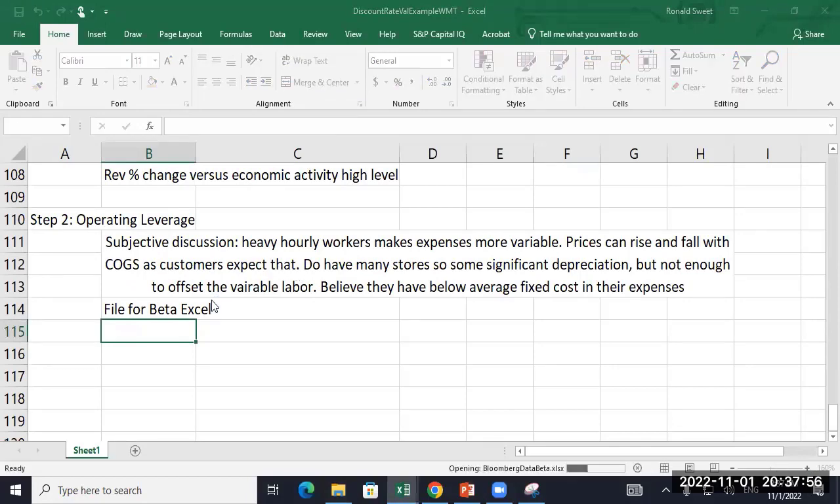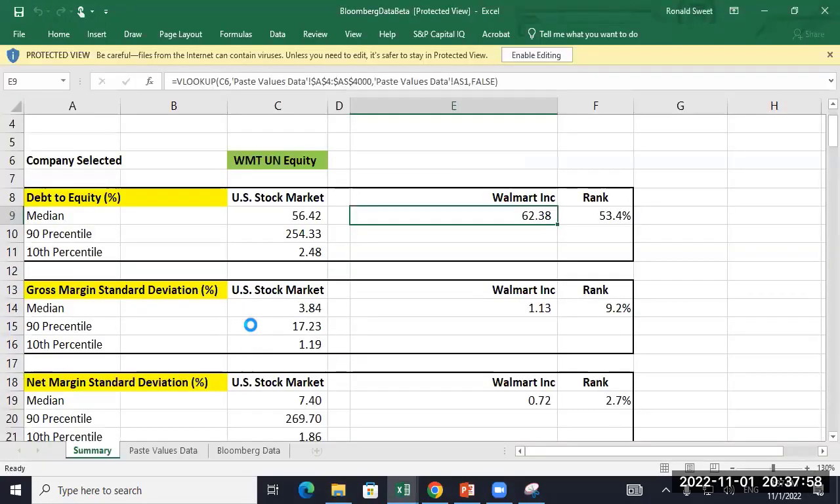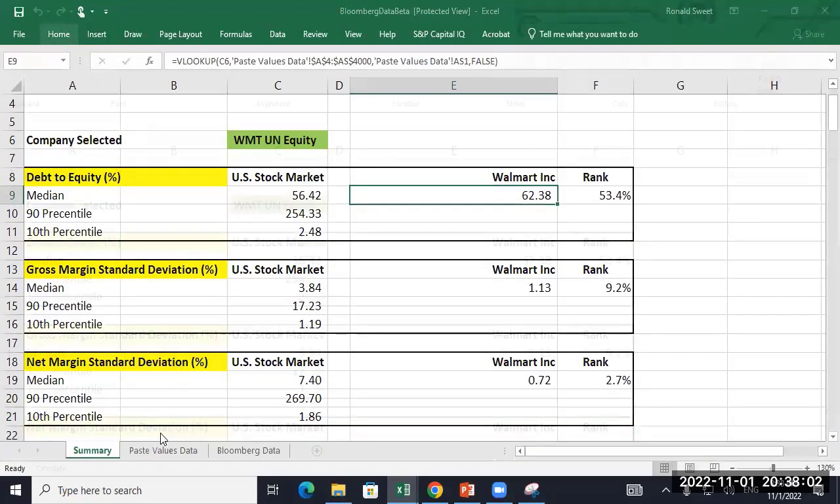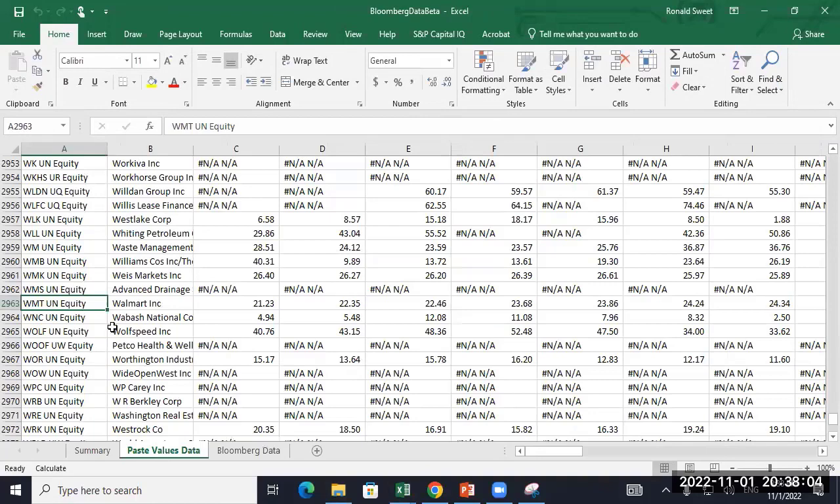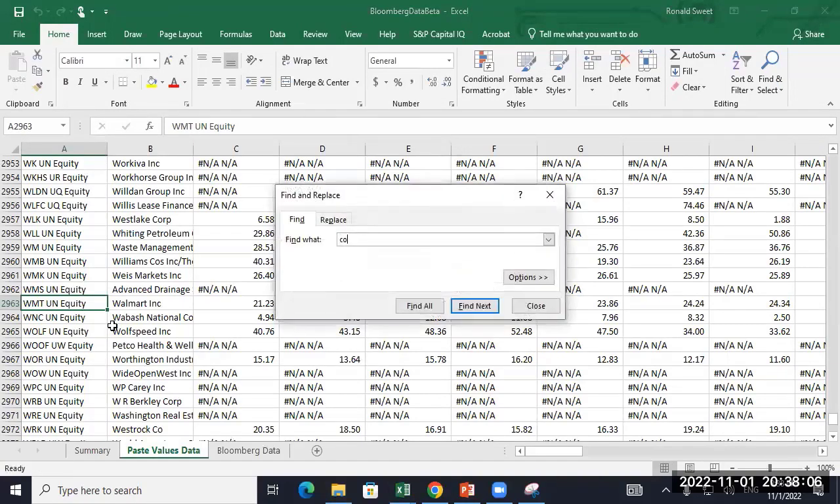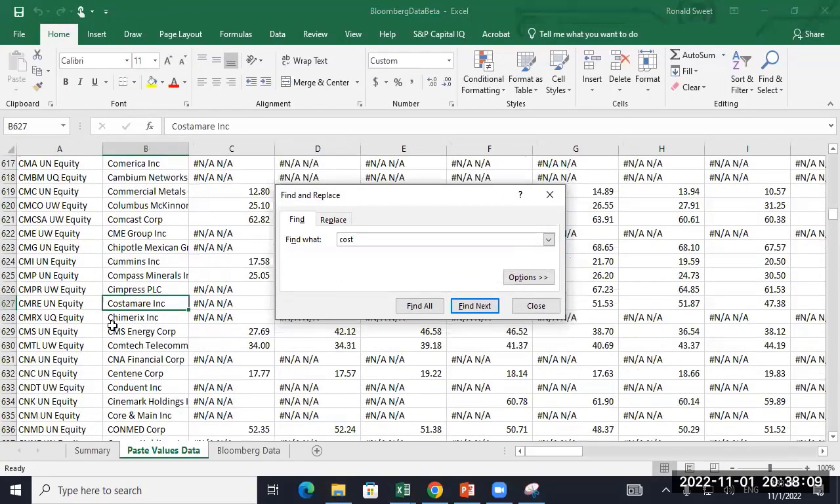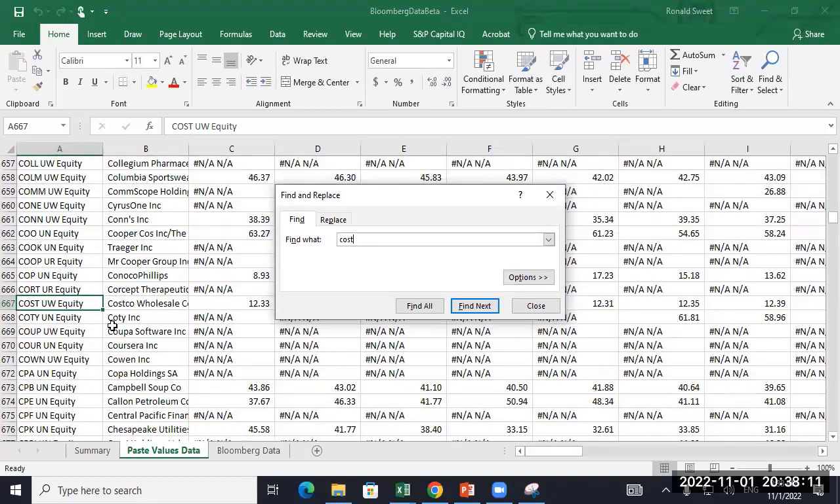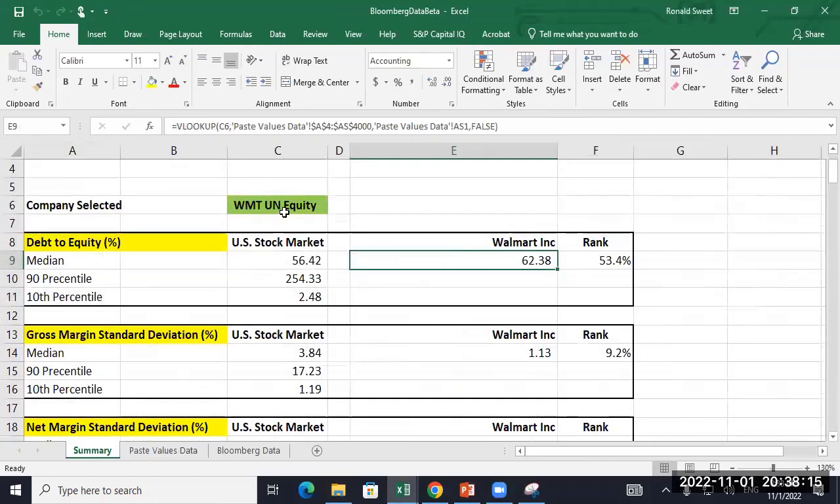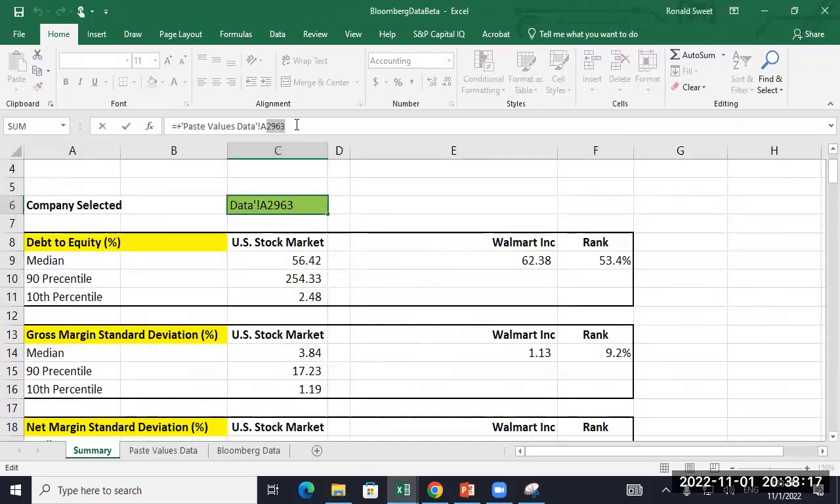So remember, when you do this file, it's really important because the file's so massive. I've already got Walmart set up, but find your company first. So if you're doing Costco, type the word cost. Make sure you actually have Costco because there's a couple of places called cost. So find your company number and just change it.